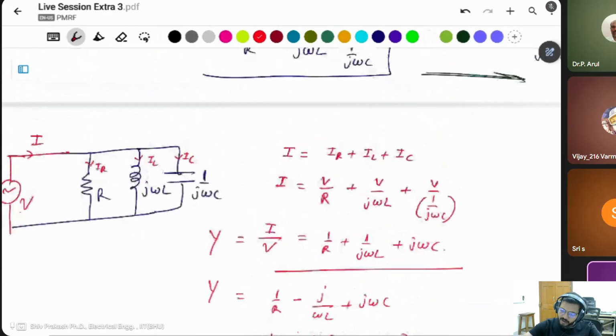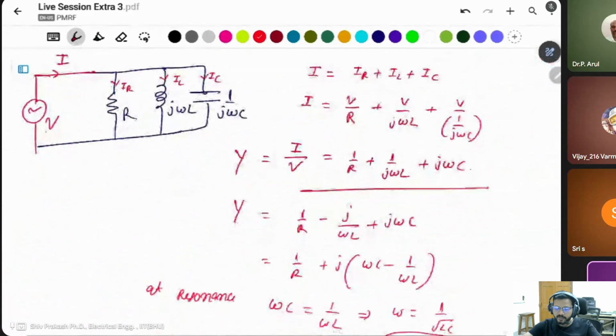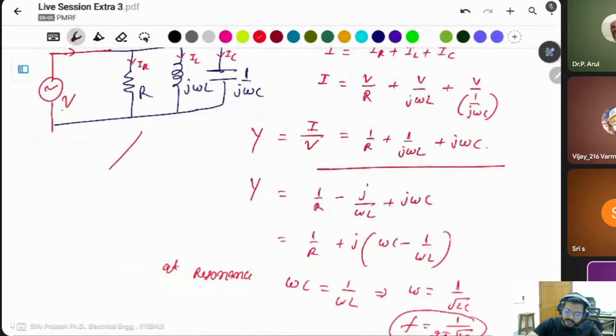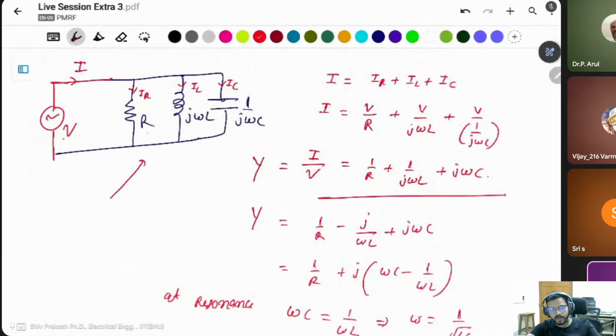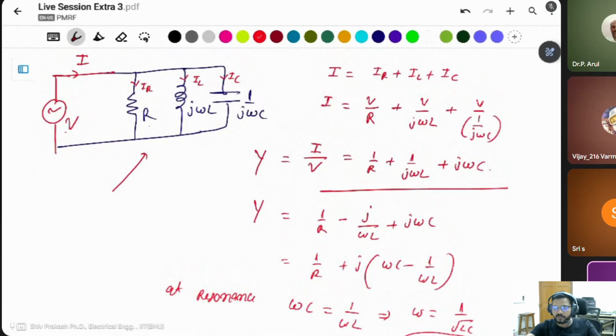Same as the series combination also. You can take these two as equal to 0. Then in this case also, the resonance frequency is 1 by 2 pi under root LC. Okay. No need to solve the impedance in this circuit. If you want to solve the impedance of this circuit, it will take a long time to find the resonance frequency. That's why in a parallel circuit, try to solve the admittance, not the impedance.